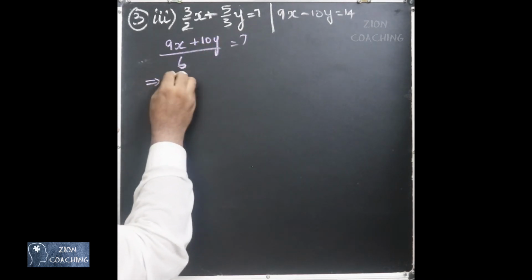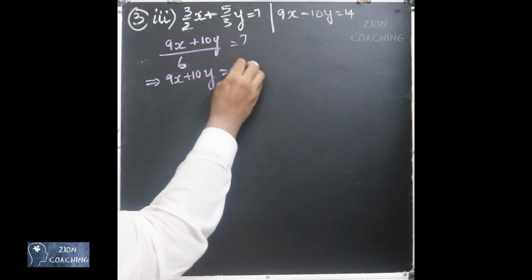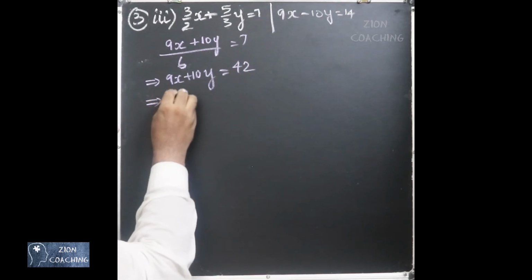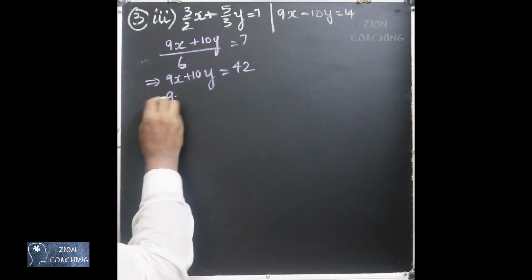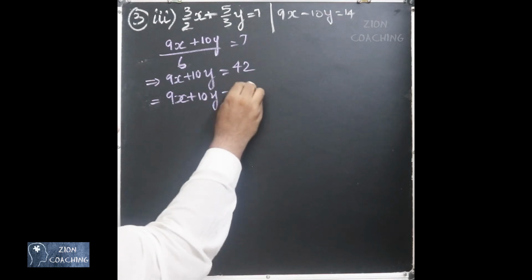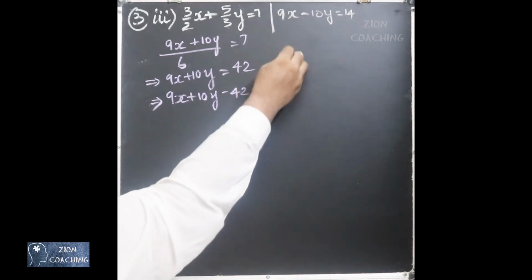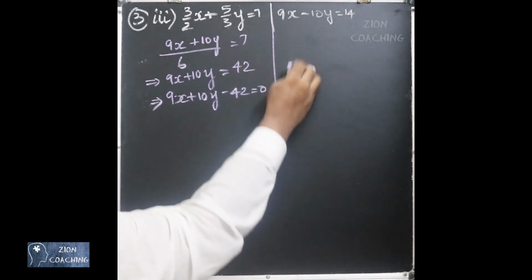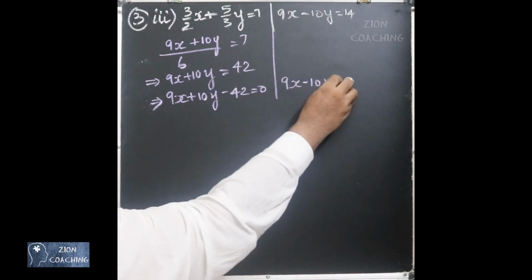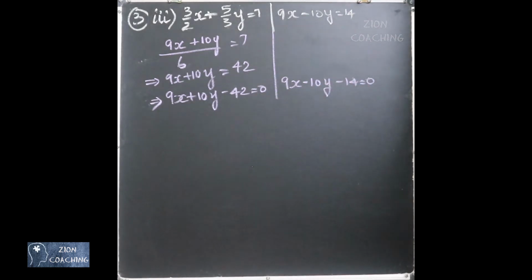That is 9x plus 10y. Taking the 6 to the other side, we will have 7 into 6, that is 42. Finally, the equation can be written as 9x plus 10y minus 42 equal to 0. So this is the first equation. Then the second can be written as 9x minus 10y minus 14 equal to 0. This is your second equation.